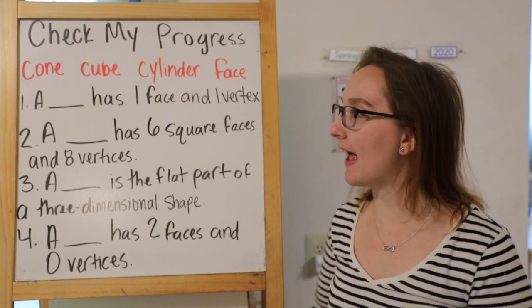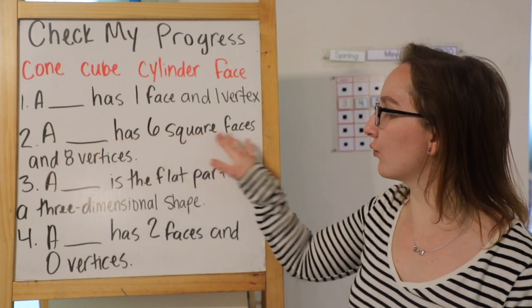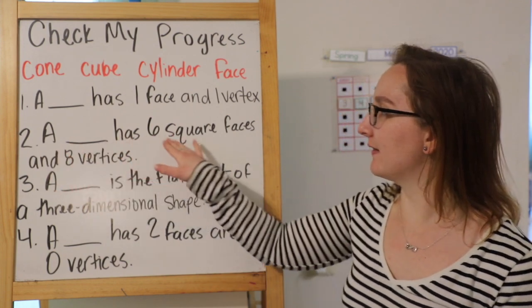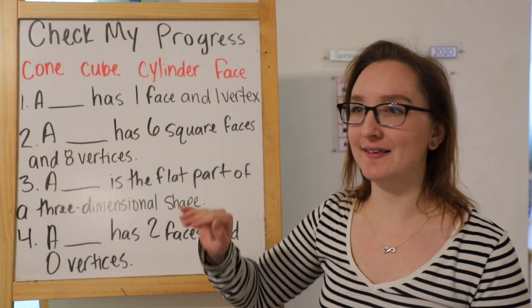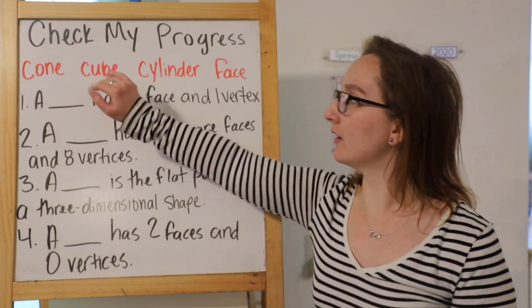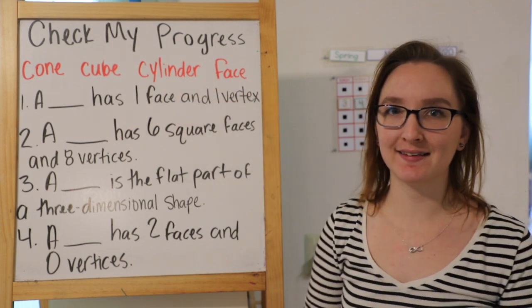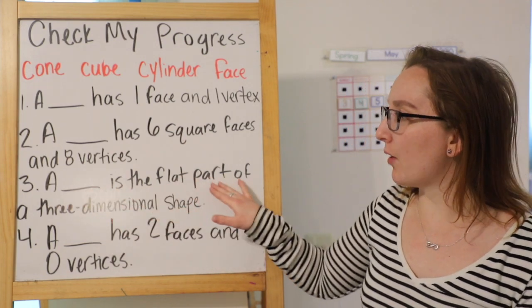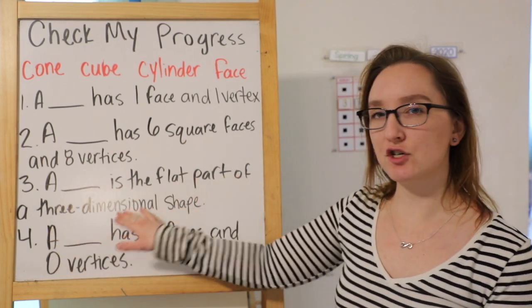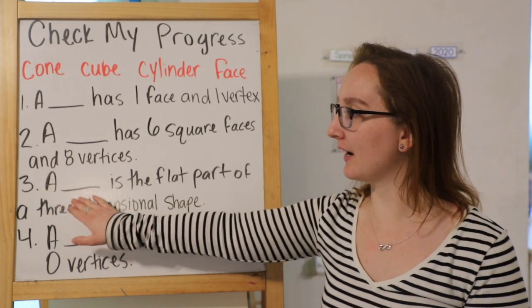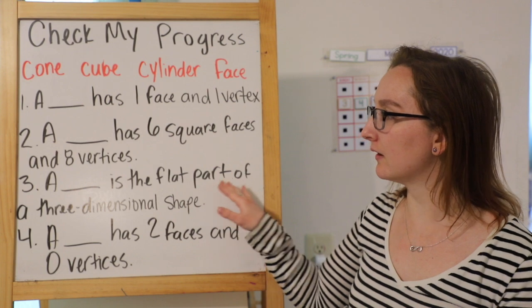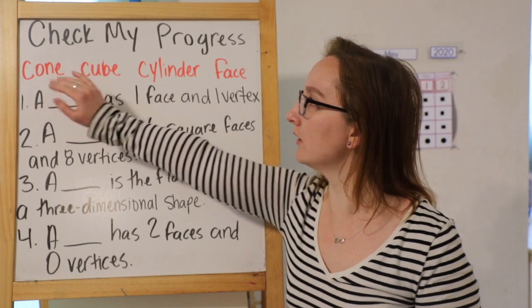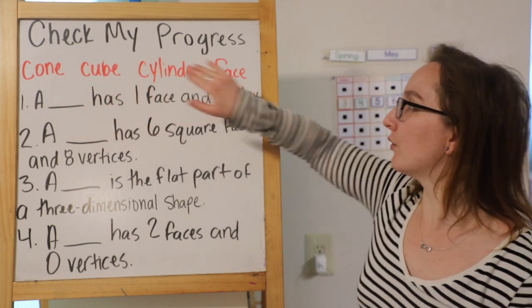Number 2 says a blank has 6 square faces and 8 vertices. Is that going to be a cone, a cube, a cylinder, or a face? Number 3 says a blank is the flat part of a 3-dimensional shape. Is that going to be the cone, the cube, the cylinder, or the face?